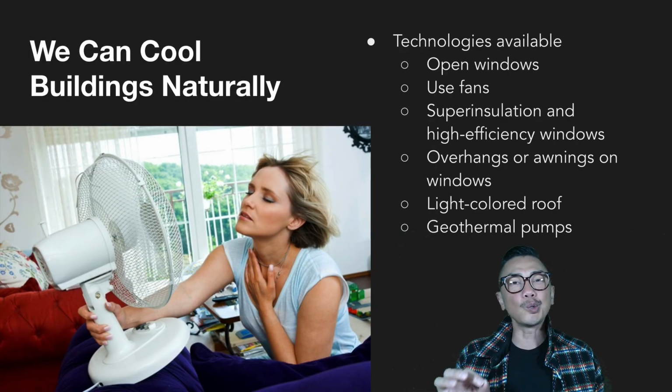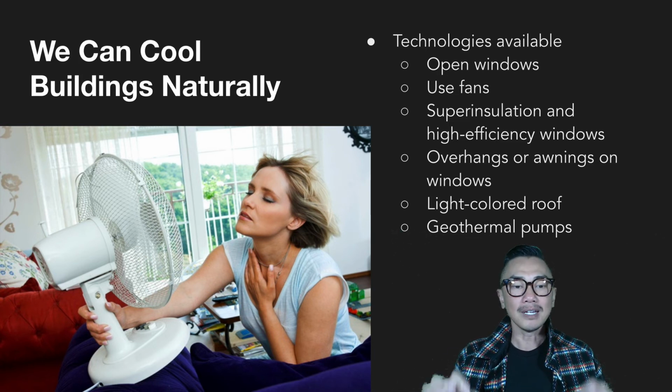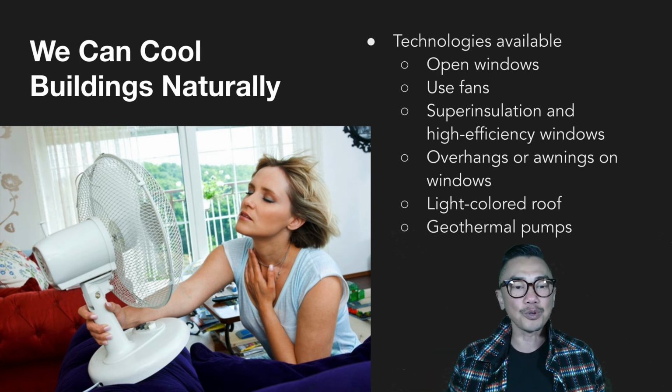Buildings can be cooled naturally in a number of ways, including opening windows, using fans, installing super insulation and high-efficiency windows, incorporating overhangs or awnings on windows, having a light-colored roof, and using geothermal pumps.